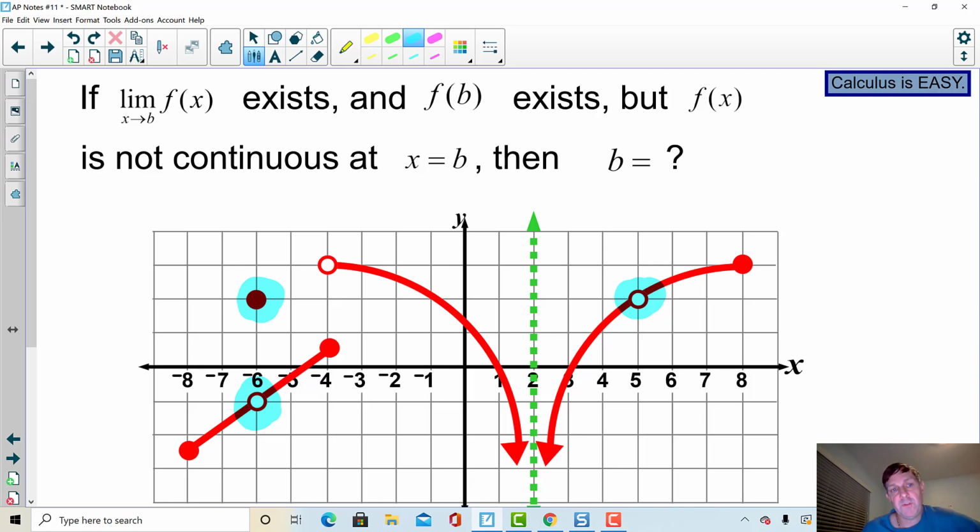If it said that the function was continuous, there would be an infinite number of answers. All of these spots would be answers. So the answer to this puzzle is going to be x equals -6, or in this case, b equals -6.